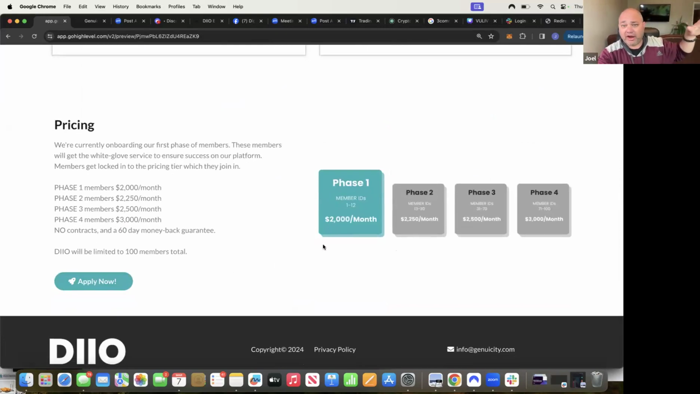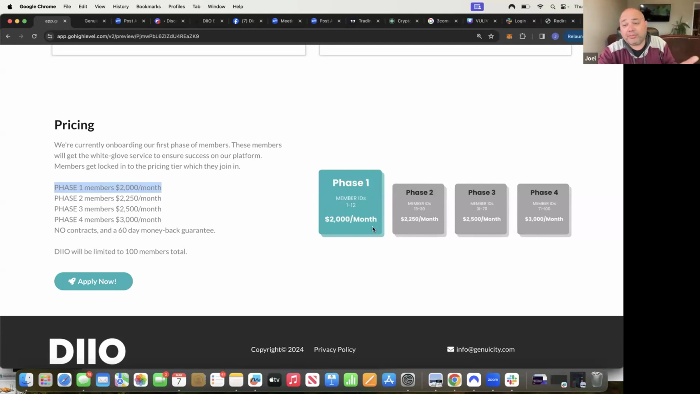Okay, so here's where we're at in terms of pricing. I'm an open book. We are doing this in 4 phases. If you're in phase 1, you're paying $2,000 a month for access to the algorithms, which I'm going to show you and talk about. You're locking in at $2,000 a month, and that means you're one of the first 12 active paying members. Then we will move to phase 2, $2,250 a month. The only difference is $250 a month, and you are not in phase 1.